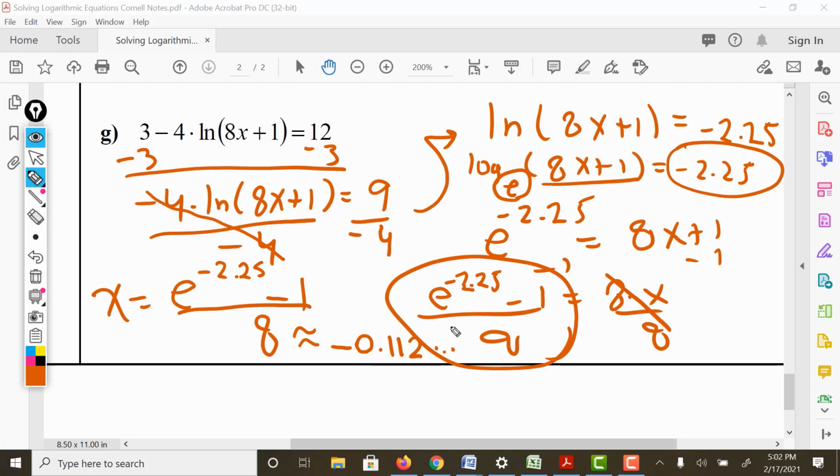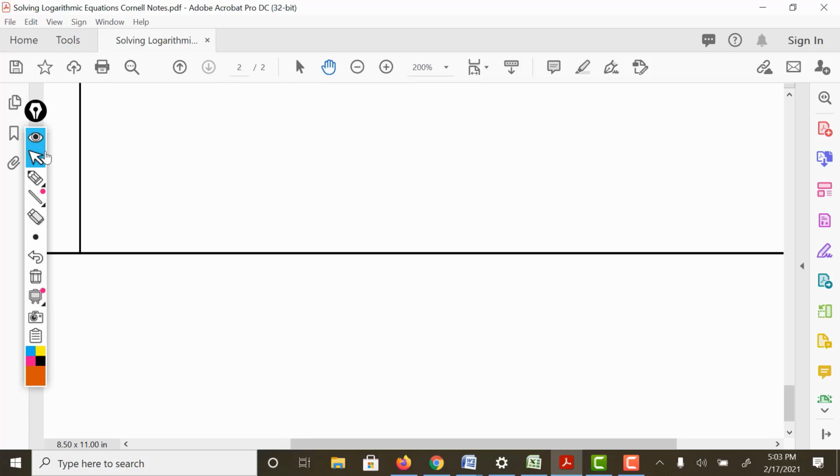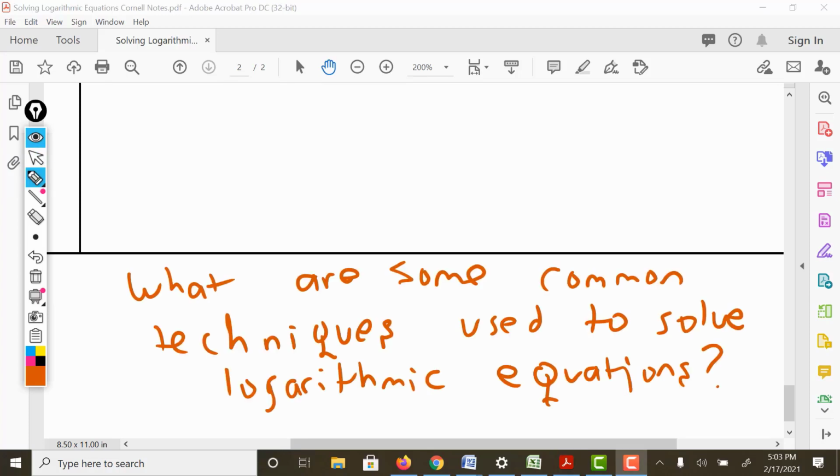And you could check this one, right? If it's a natural log or a common log, you can actually check them. You can plug them in and check out what happens there. Okay? For your summary, what are some techniques that you saw today, some themes that kept popping up that helped in solving logarithmic equations? So take some time to reflect on that.